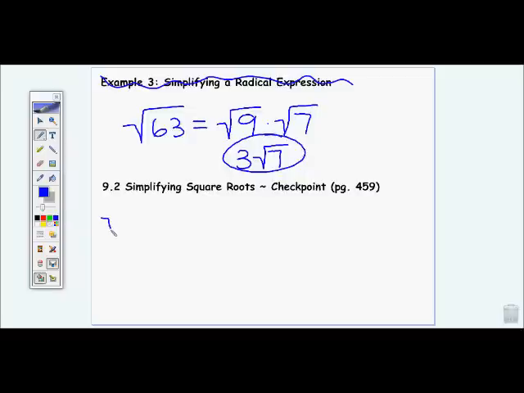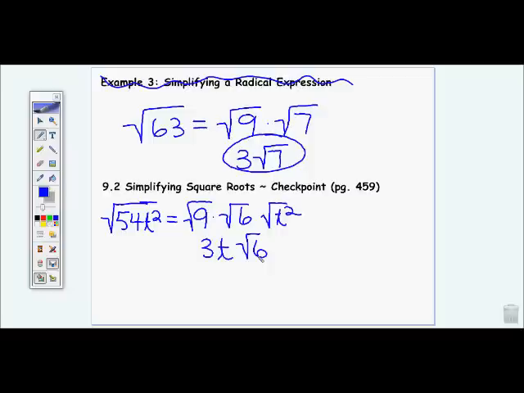Let's try one with a variable in it as our next step. So we have the square root of 54 t squared. I'm going to take that apart into simpler terms. So I'm going to do, let's try 9 times 6. 9 times 6 will still give me my 54, and then my variable term. And let's see if any of these are perfect square roots. The square root of 9 is 3. Square root of 6, we can't get that any smaller. Let's go to the next simplified one. Square root of t squared could just be t. And then I'll go ahead and leave my radical symbol in that one.